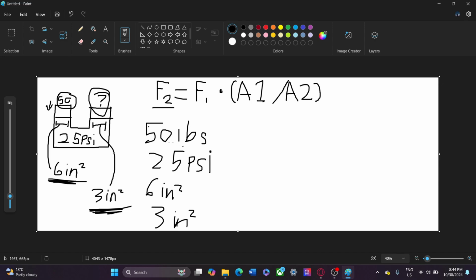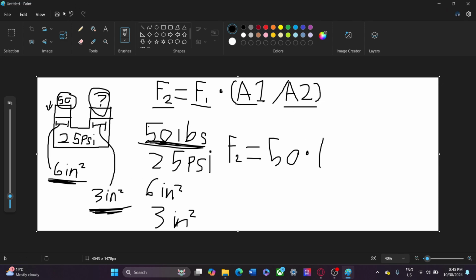We see that 50 pounds is being pushed down, right? So we take our 50 and we plug it into our equation. F2 now equals 50 times area 1 divided by area 2. So now we know that we have to find area 1. And if we know that F1, which is 50, is our first stage area, then we can also know that 6 is also going to be in our first stage area.